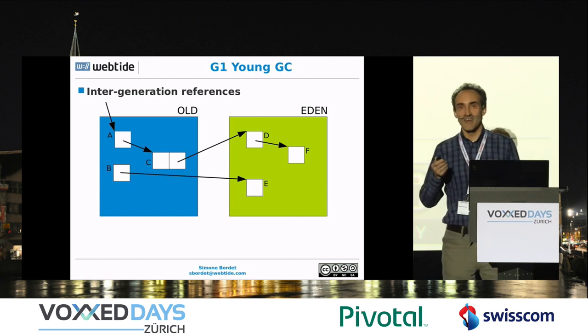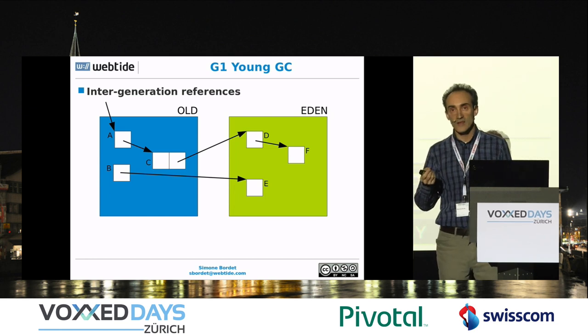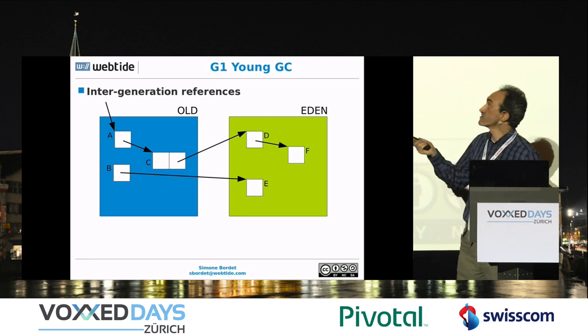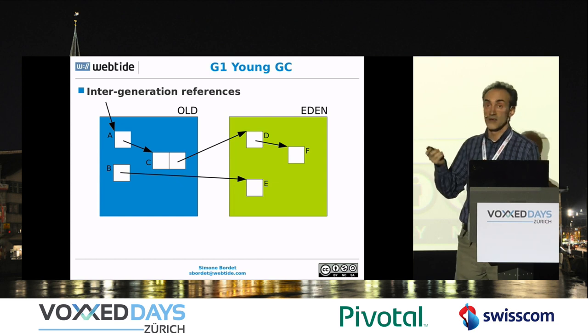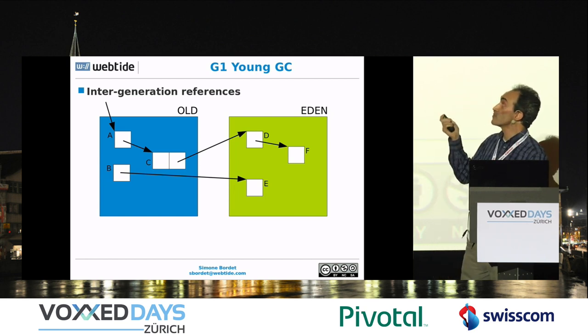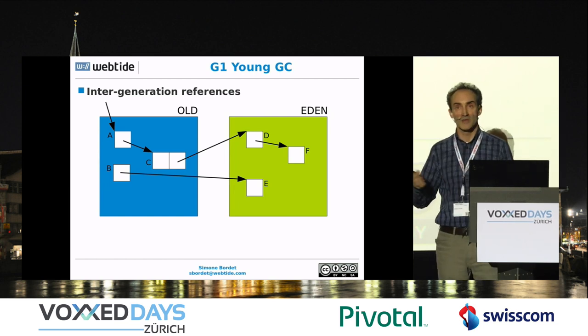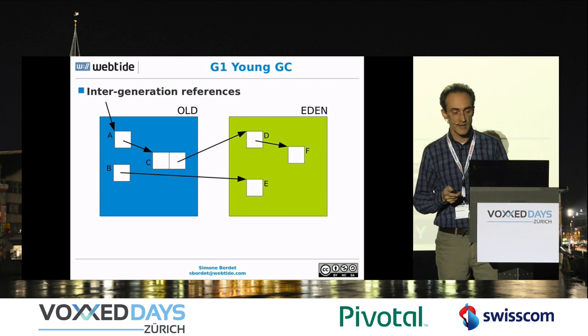But then it goes deeper. It's like, okay, I understand there are these pointers, but how does G1 track these pointers, like this one here and this one here? G1 has to be really precise in order to detect those pointers, because when it performs a young generation collection, it only looks at the young regions. It doesn't look at the whole heap, because otherwise it would be too expensive.